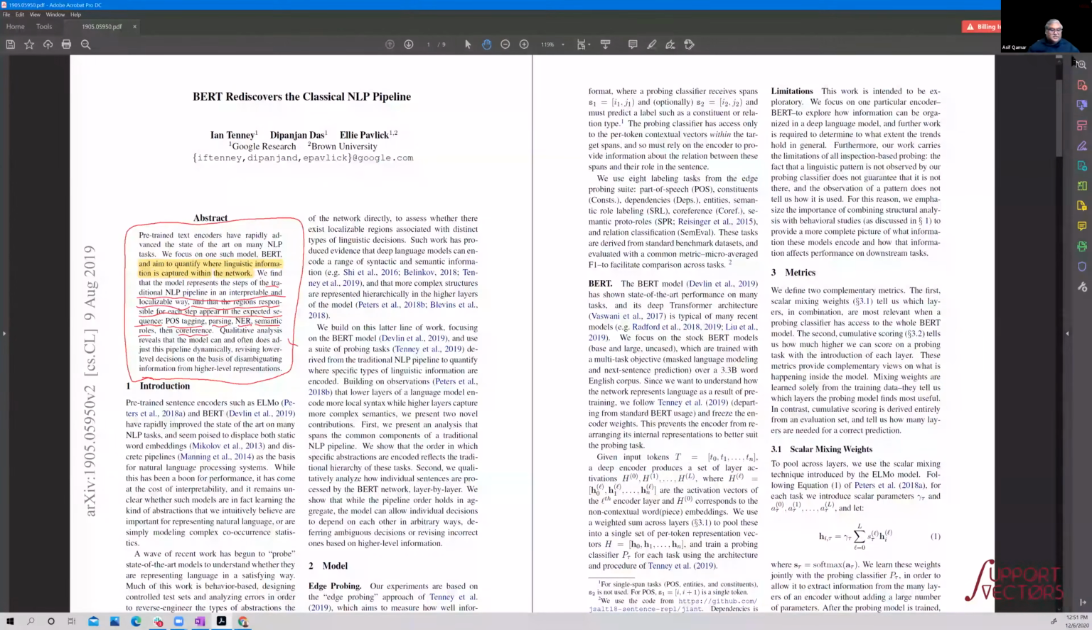And now they go on to say that qualitative analysis reveals that the model can and often does adjust this pipeline dynamically, which is a remarkable thing. So this is the sentence. It goes beyond that. It says that transformers not only recover, reconstruct, or rediscover the classic NLP pipeline, but reveals that the model can and often does adjust this pipeline dynamically, revising lower level decisions on the basis of disambiguating information from higher level representation.